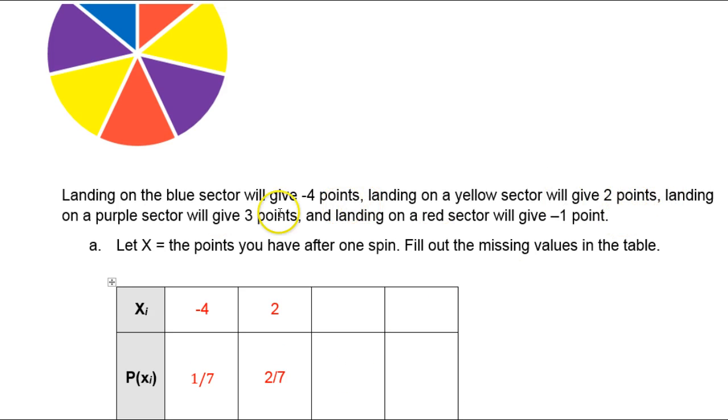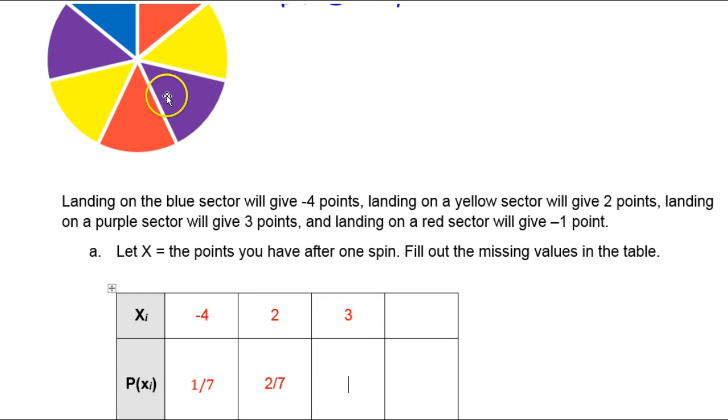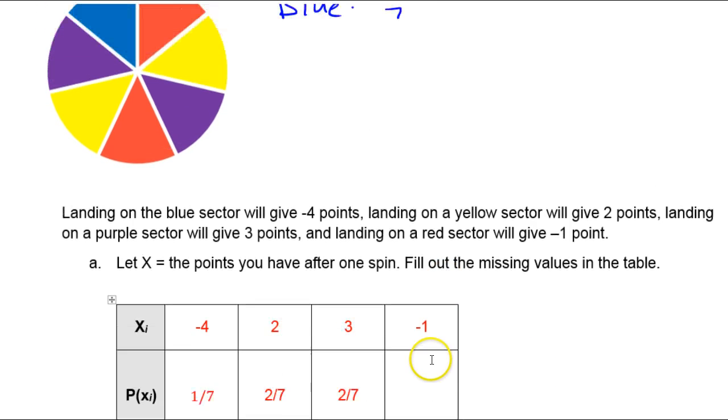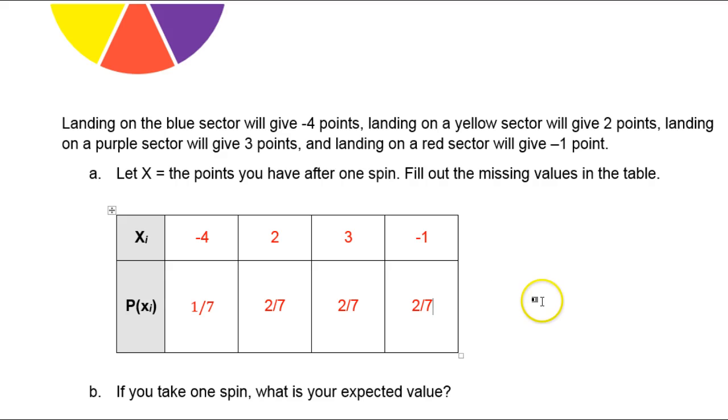All right, landing on a purple sector will give you 3 points. Okay, so again, there are 2 purple sectors, so that's a probability of 2 out of 7. Okay, and then landing on a red sector will give you -1 point. Okay, there are 2 red sectors, so again, that's a probability of 2 out of 7. Okay, so there we filled out all of the values with their probabilities.